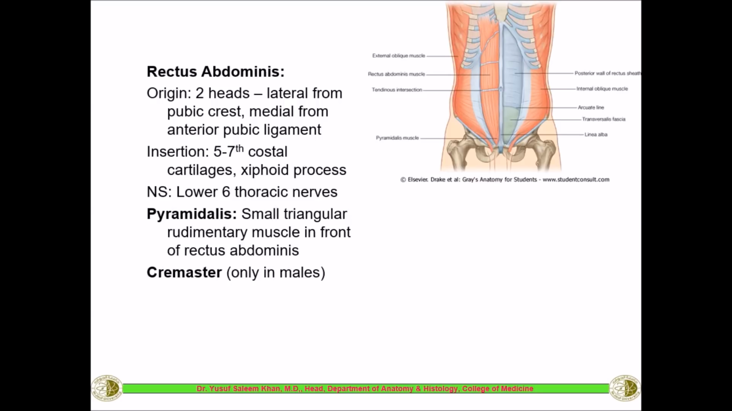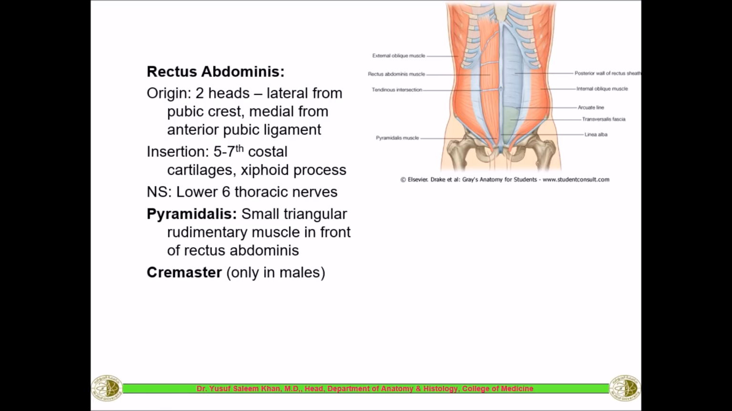Then coming to one more important muscle, that is called the rectus abdominis. This is the rectus abdominis. If you cut the aponeurosis which is over this muscle, then you can see deep inside. This is how the rectus abdominis will look.